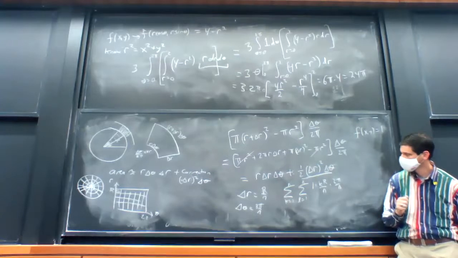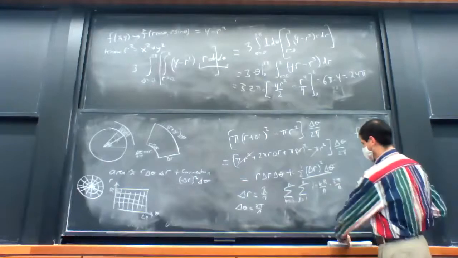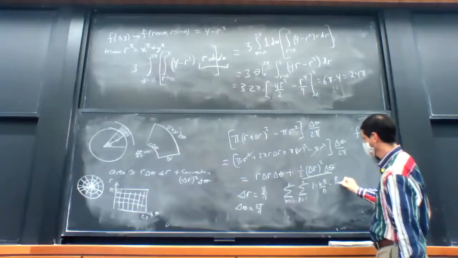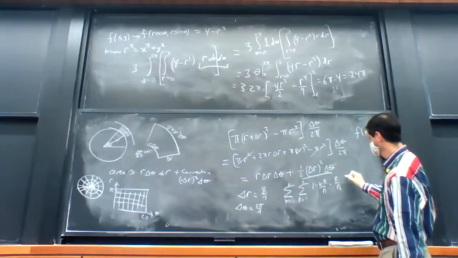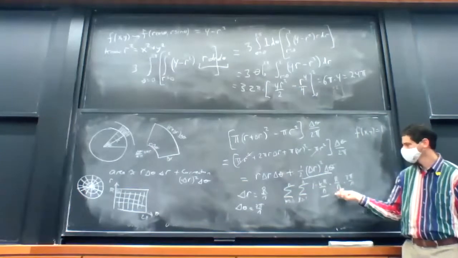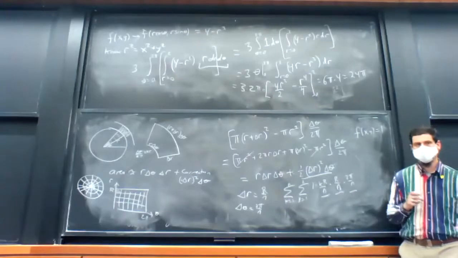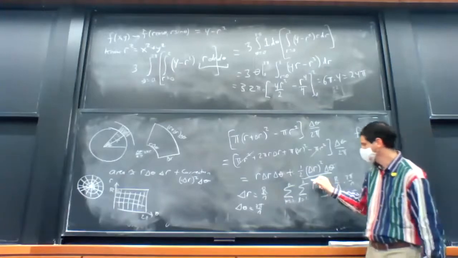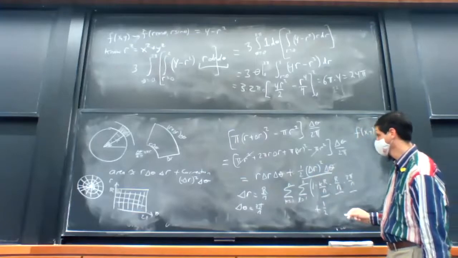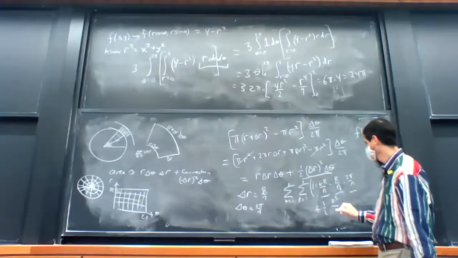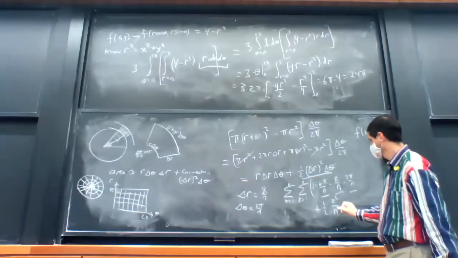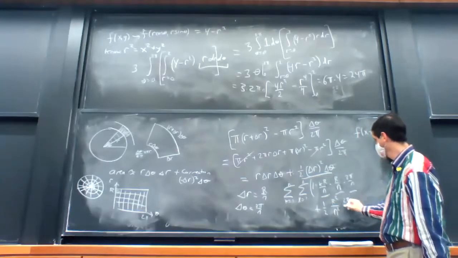So this would be my capital R over here. My delta R would then be R over n. And then my delta theta would be 2 pi over n. That would be the first term. Here is the r, here's the delta R, here's the delta theta. The next piece would be plus 1/2 delta R squared. So it would be R squared over n squared, and then 2 pi over n.